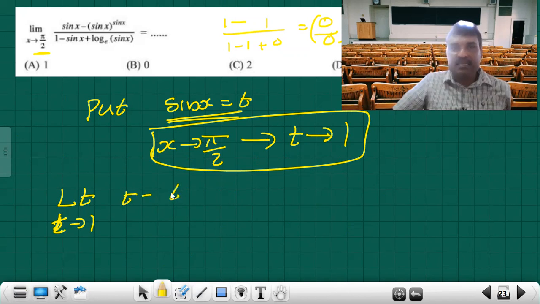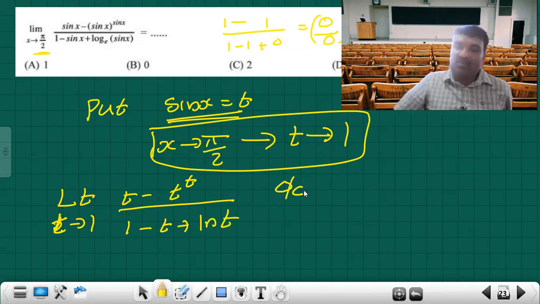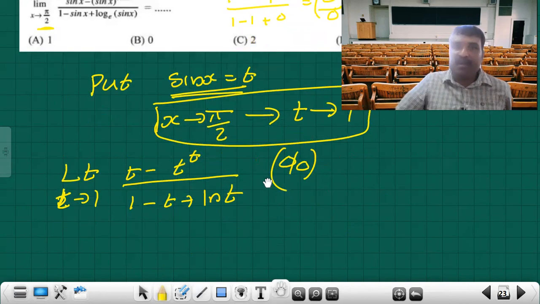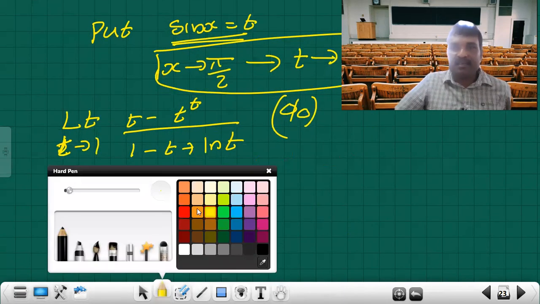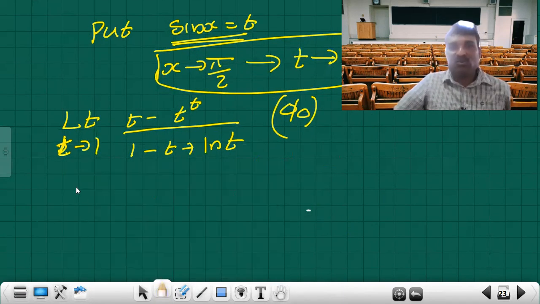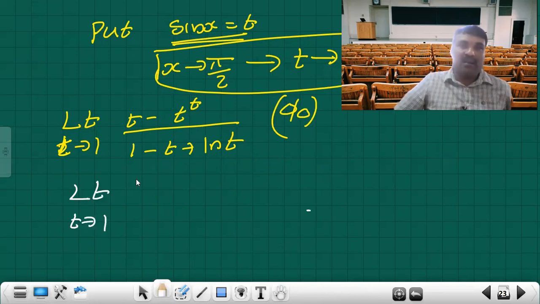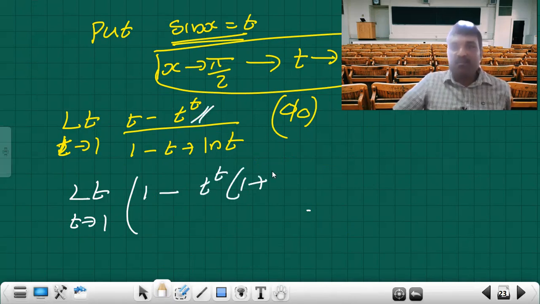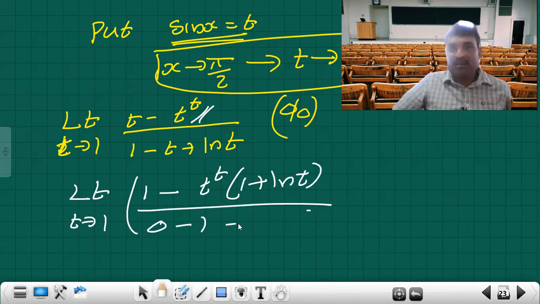t minus t raised to t divided by 1 minus t plus ln t. Alright. So again, this is 0 by 0. Now we can apply L'Hospital's rule. So we can write limit t tends to 1. What is the derivative of t? That is 1. Derivative of t raised to t, that is t raised to t into 1 plus ln t, divided by 0 minus 1 plus 1 by t.